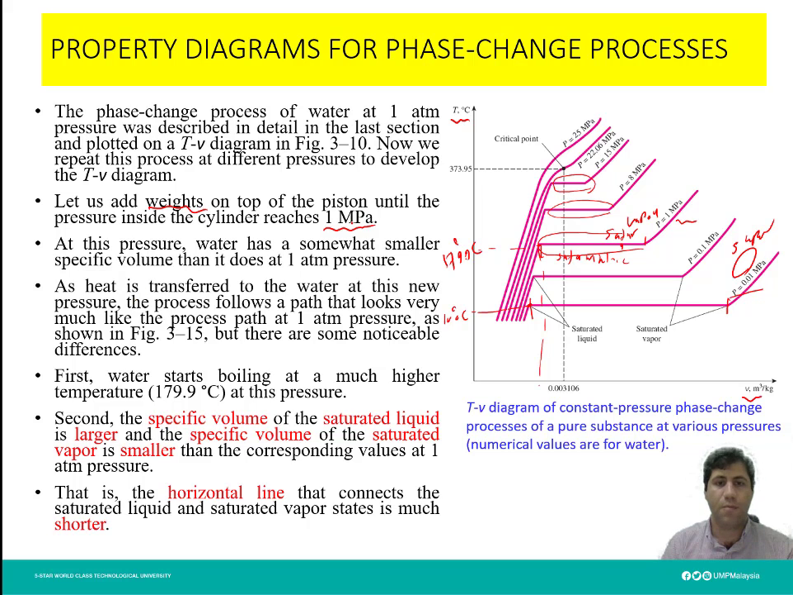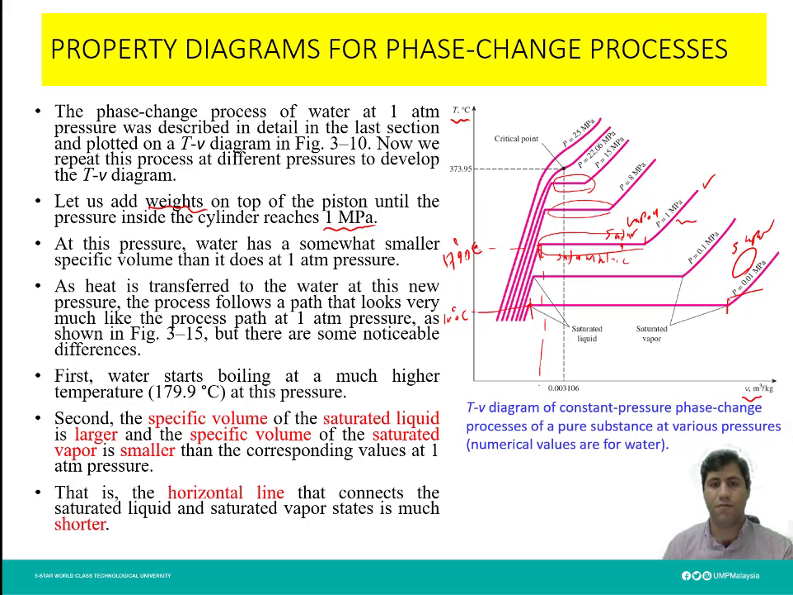Okay, the first example is 1 megapascal. As heat is transferred to the water at this new pressure, the process follows a path that looks very much like the process path at 1 atmosphere. This one and this one, you can see the similarity. But there are some noticeable differences. First, water starts boiling at a much higher temperature, like what you can see here.